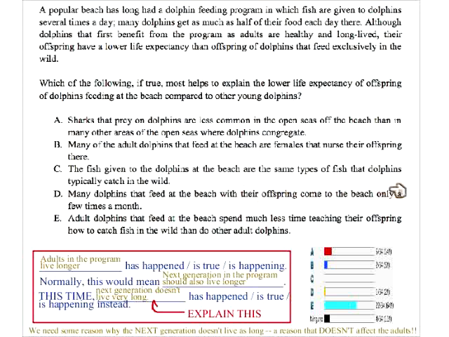Many dolphins that feed at the beach come only a few times a month. Again, no difference between generations here. You've got both generations doing the same thing. And then this one: adult dolphins spend less time teaching their offspring how to catch fish than other dolphins do. So this is it, because this is not a problem for the adults. They know how to do it. But this means that the offspring are going to be worse at catching food. That's a problem that doesn't affect the adult generation. So, all in all, that means that the younger dolphins have the lower life expectancy because they won't get as much food.